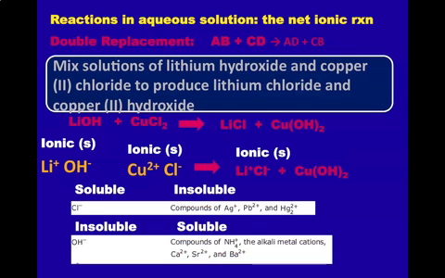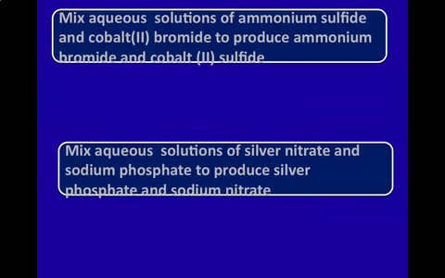Okay, so then we have the other side. Lithium chloride is soluble because chlorine can bond with anything besides silver, mercury, and lead and be a soluble substance. But if I look at copper hydroxide, OH is insoluble, and I look at all the exceptions. Copper is not one of those exceptions. So this is going to make a precipitate, and that's how you figure that out. So we'll do a couple more practice problems.